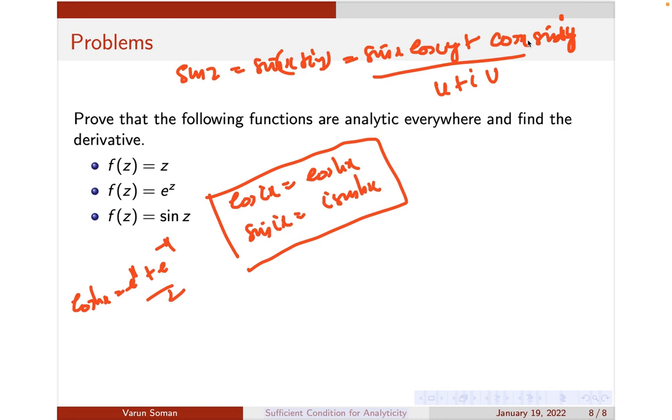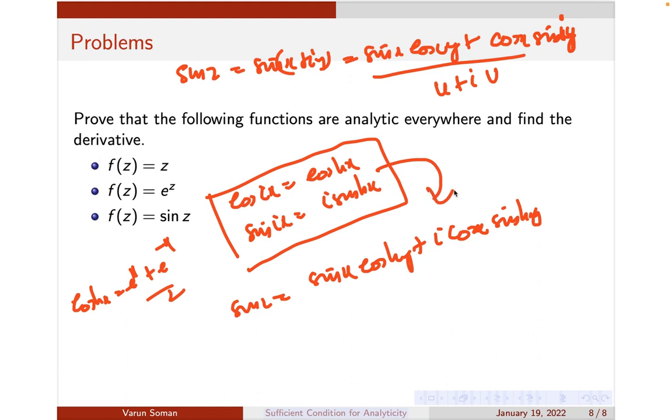Okay, so what will happen here? My sin z will be actually sin x, and cos iy is cosh y, plus cos x, and sin iy is i sinh y. Okay, so only if you use this relation can I separate out what is u and v, because otherwise my i is lying inside this sine, so from that I cannot say what is u and v, because i should be lying as a separate entity here. So for that I am making use of this relation.